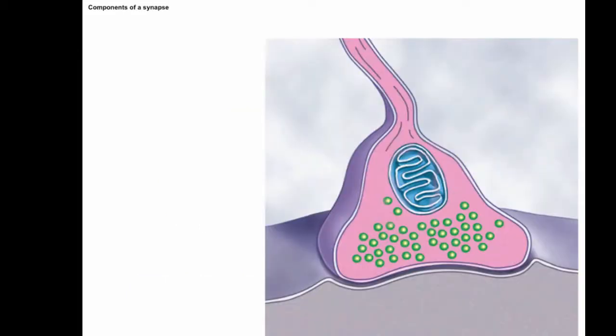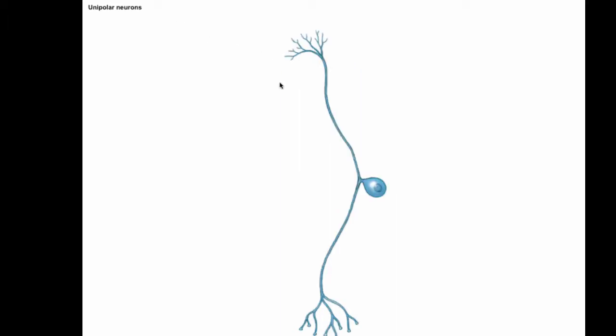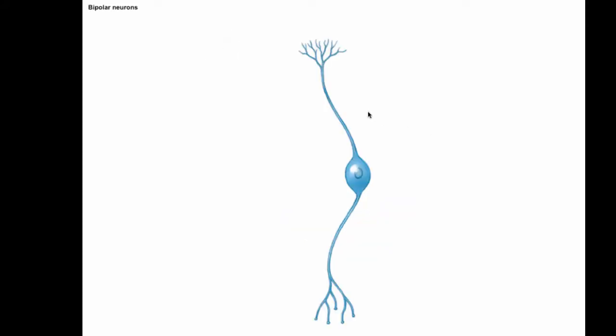In your notes, you had a table that talked about functional classes. We know structural classes. We have the anaxonic neurons, basically neurons without an axon. They're kind of poorly understood as to exactly what they do, so I really won't talk much about those. However, the bipolar neurons, structurally, they have two major processes coming off the cell body.